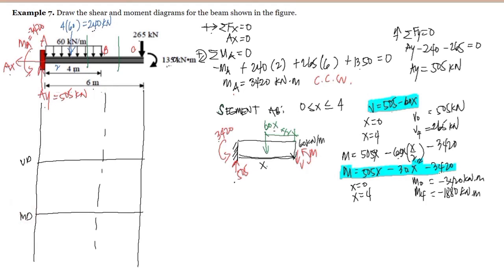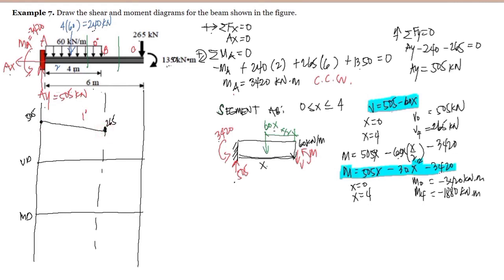Okay. For the shear diagram, at x is equal to 0, the shear is 505. And at x is equal to 4, that is equal to 265. Now, as you can see here, for our load, we have degree 0, so we're expecting degree 1 in our shear diagram, so this is just a line. So let's connect the 505 to 265 using a line.